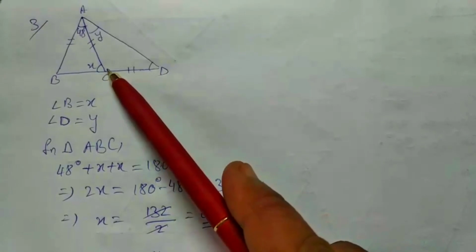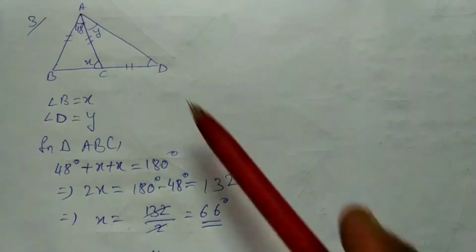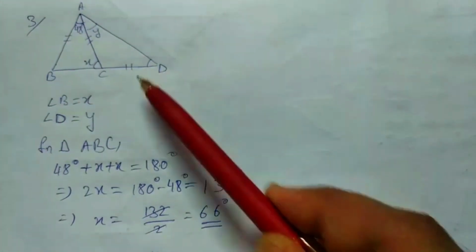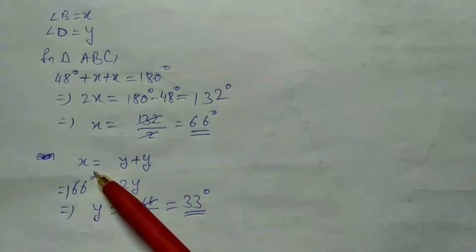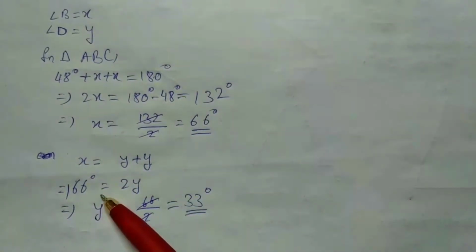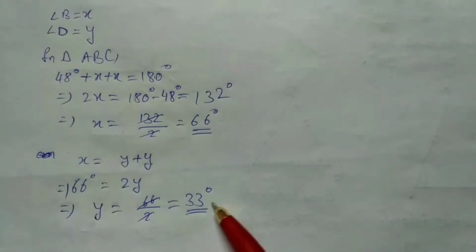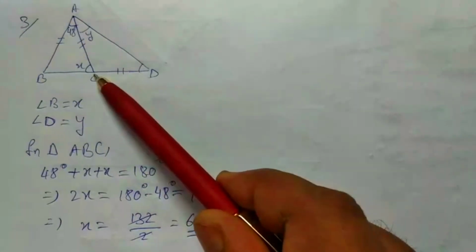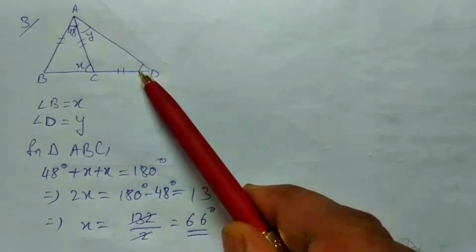Now since we have got the value of x, and we know one property of a triangle, that an exterior angle is equal to the sum of two interior opposite angles, we can write x is equal to y plus y, or 66 degree is equal to 2y, or y is equal to 33 degree, because here x is the exterior angle and y are the interior opposite angles.